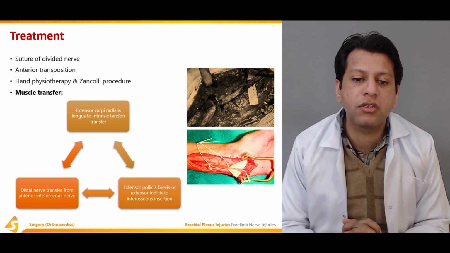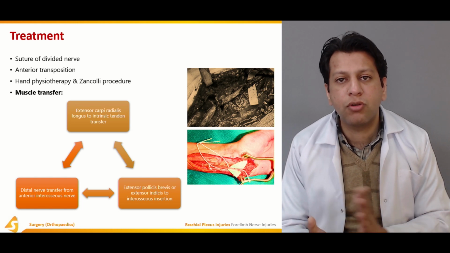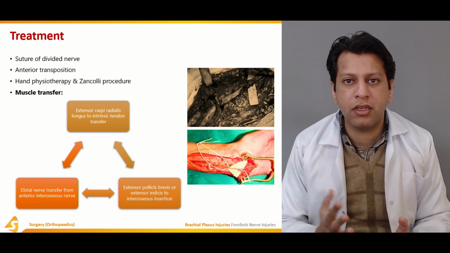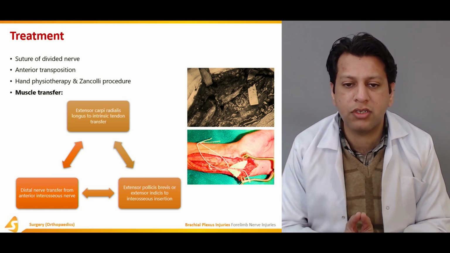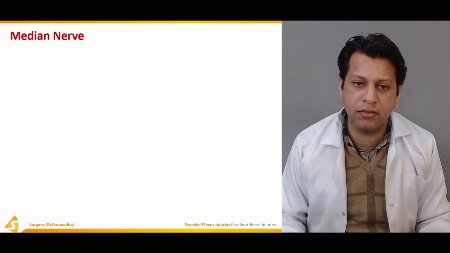Then, as we know, if there is an associated ulnar nerve injury, then the median nerve would be intact. We can go for distal nerve transfer from the anterior interosseous nerve towards the ulnar nerve, so that all the median nerve and ulnar nerve function is in unison, resulting in correction of the ulnar nerve palsy.